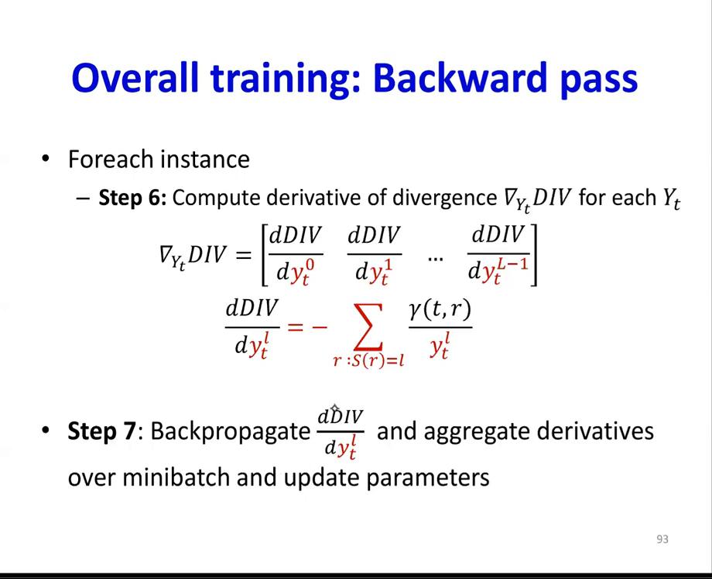After all, once you get the derivative of the divergence with respect to y_t for every time instant, the rest is just BPTT, right? Back propagation through time. Everybody with me so far?